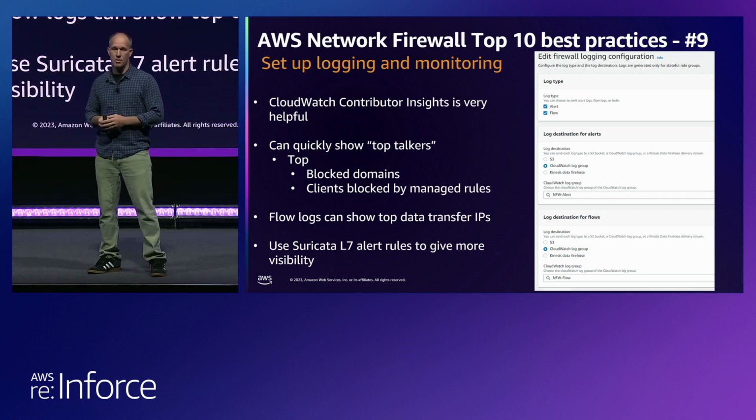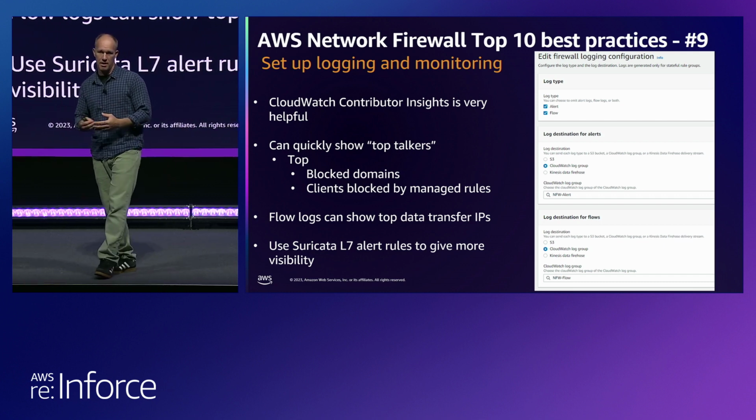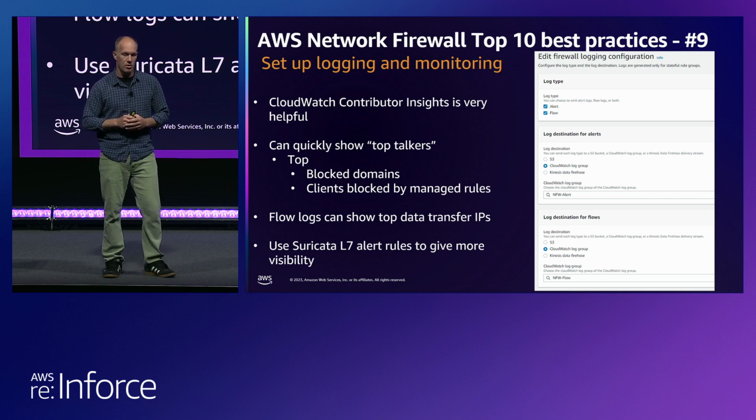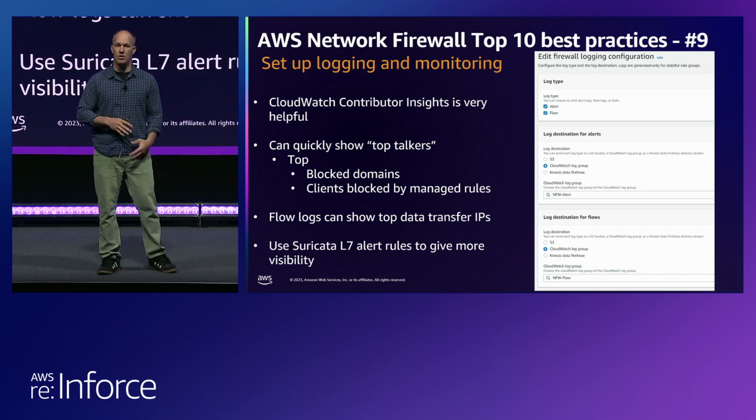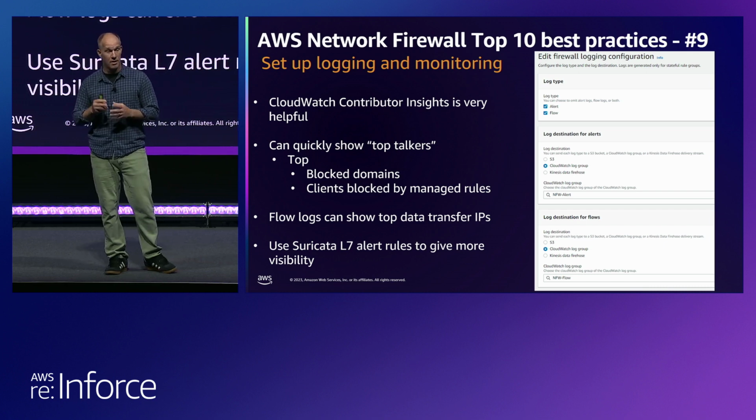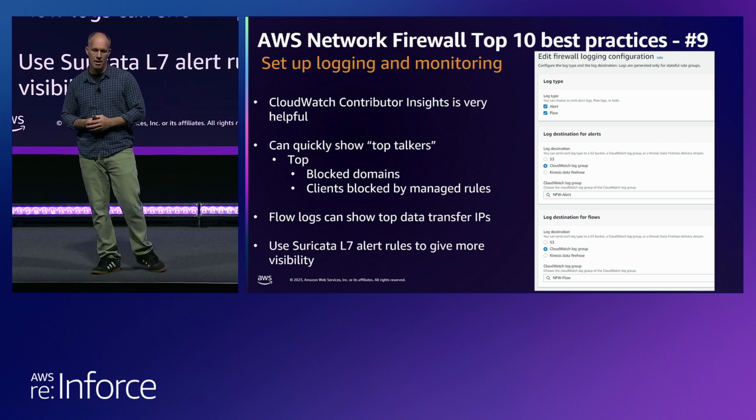But Network Firewall also supports flow logs. Flow logs, a lot like VPC flow logs, are this metadata, this 5-tuple information around the flows and conversations crossing the network firewall. And these are interesting because they include the volume of traffic. So if you're looking for the top producers or consumers of data within your environment, you're going to want to look to those flow logs because that's where that information is captured. And if you want to identify interesting application layer attributes, what applications or domains are being used in your environment, those attributes are going to show up in your alert logs.